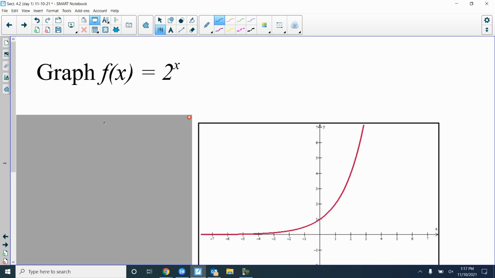Graph 2 to the x. I already have it graphed up here. I'm going to make an XY chart. We've done it a couple times. Do it again. -2, -1, 0, 1, and 2. 2 to the negative second is 1/4. 2 to the negative first is 1/2. 2 to the 0 is 1. 2 to the first is 2, and 2 squared is 4. Plot those points, draw in your curve.